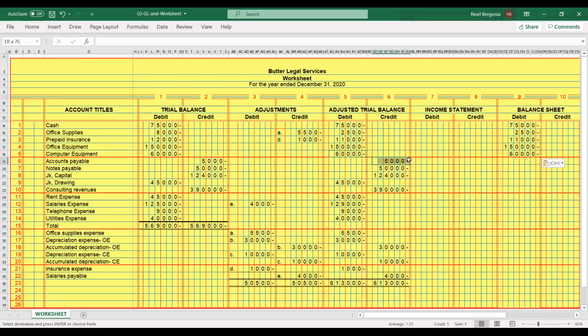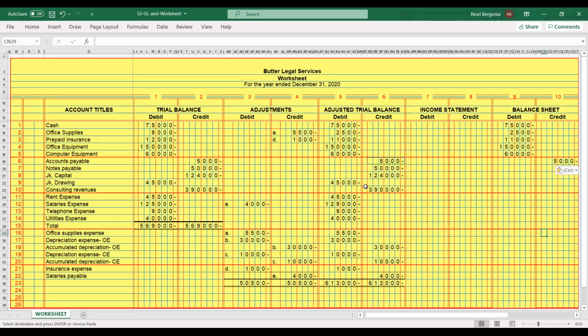Accounts payable is a liability. So that would be under the credit side of our balance sheet. Okay, adjust ko lang konti. Ayan. So next would be the notes payable. So that would be a credit side of our balance sheet. Then JK Capital, 124,000. So credit side under the balance sheet. Ito, JK Drawing. So that would be part pa lang muna ng balance sheet natin. Okay?